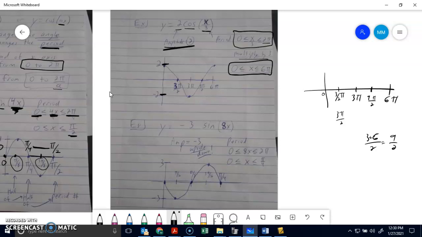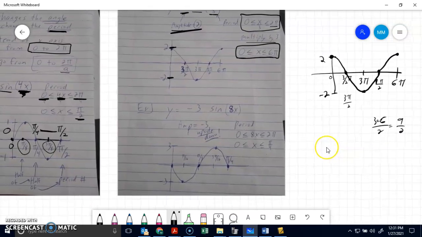There's your 3/4. And I know it's going up to 2 and down to negative 2 because that's my amplitude. So again, cosine starts up here at the top, hits 0, reaches its valley halfway, hits 0 again 3/4 of the way at 9 pi over 2, and then reaches its peak again at the end of the interval, 6 pi. And that's just knowing the parent function of cosine.